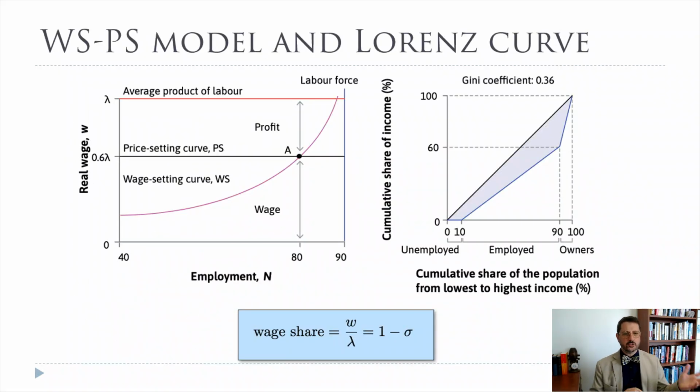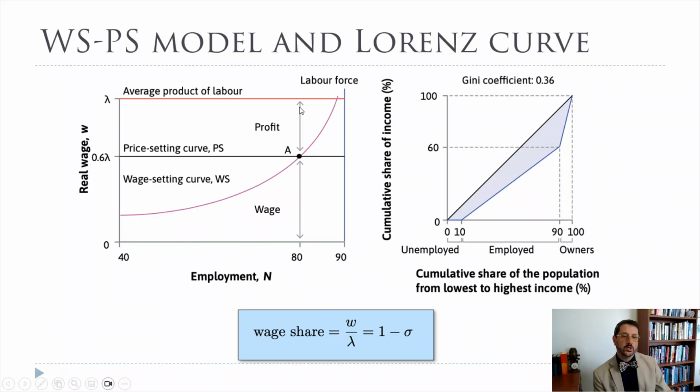All right, so let's try to look at our wage setting and price setting model and how it relates to the Lorenz curve. And so here in our example, we have our wage and we have our profit. So remember, the wage goes from here, 0, to here, 0.6. And profit goes from 0.6 to 100 at our average product of labor.